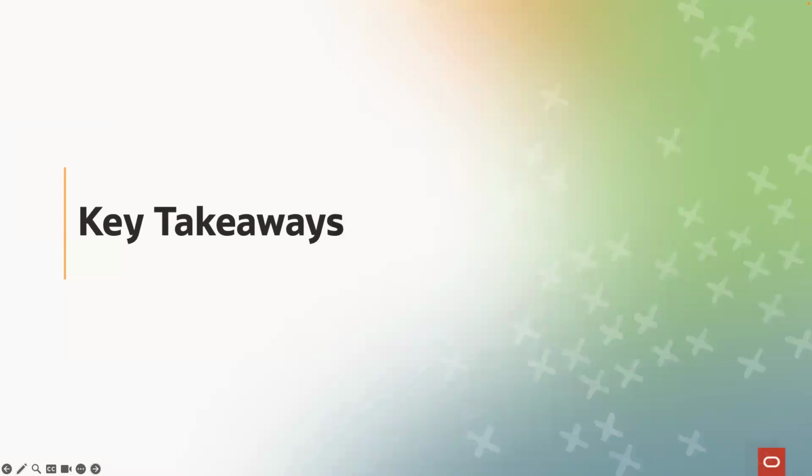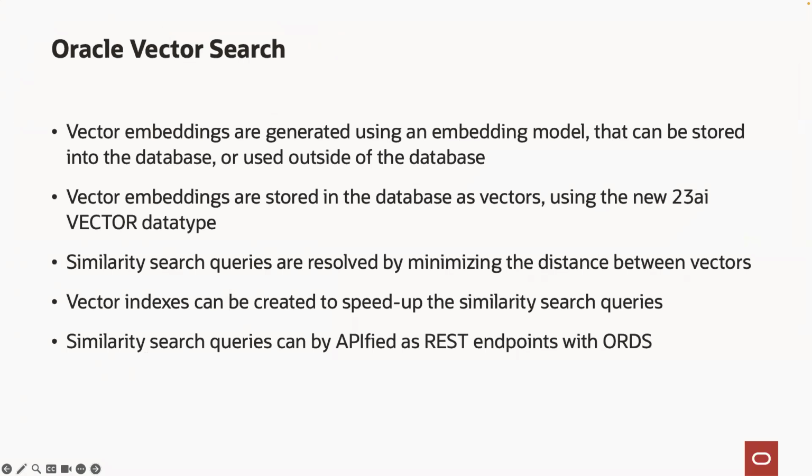So let's have a look at what we have learned in this short demo. To generate vectors, we need to calculate vector embeddings using embedding models that can be either used outside or stored and used inside the database. These vector embeddings capture the semantics of unstructured data and are stored in the database as vectors using the new 23AI vector data type. Vectors are then used to support similarity search, the similarity between two pieces of unstructured data being represented by the distance between their two vectors. When needed, vector indexes can be created, either in memory or on disk, to speed up similarity search queries. And last but not least, similarity search can be apified as REST endpoints using Oracle REST Data Services.